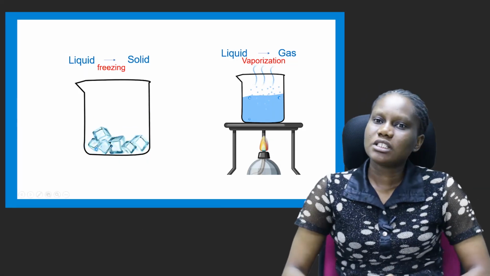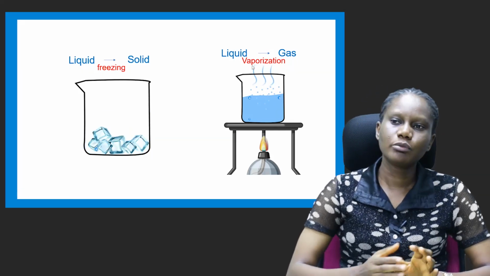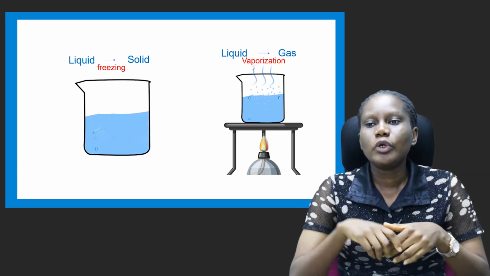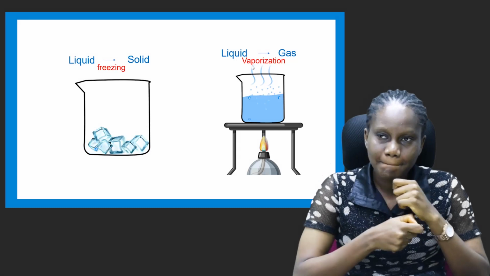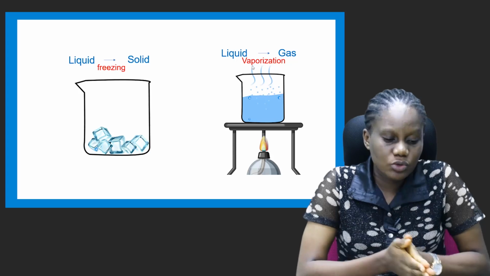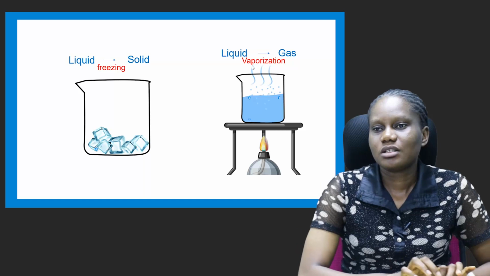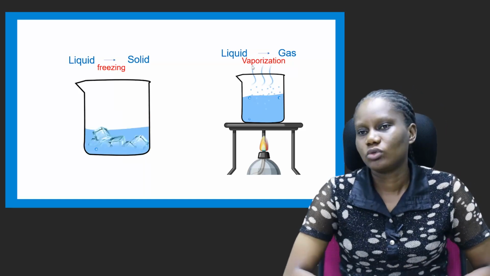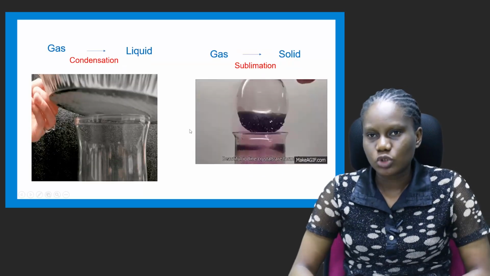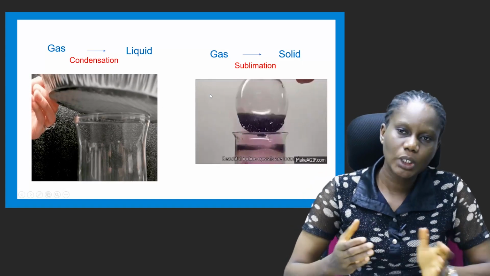The next diagram you can see there is from liquid to gas. From the explanation I made earlier, I told you that when you continue to add heat to your water, you discover that it gets to a point which we call the boiling point, and it turns to gas. The process is called vaporization. The process by which your liquid changes to gas is vaporization.